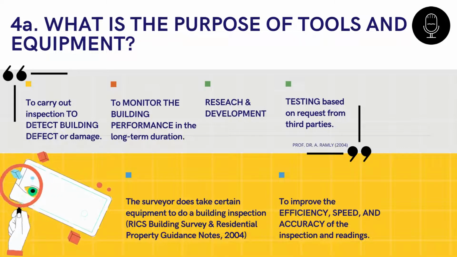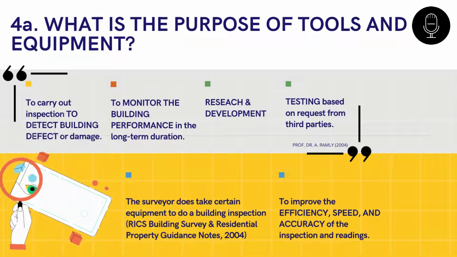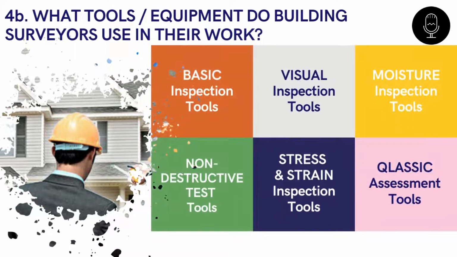The surveyor does take certain equipment to do building inspections, to improve the efficiency, speed and accuracy of the inspections and readings. Building condition assessment involves much more than a visual inspection. A professional building surveyor will always use advanced tools and equipment in their works. Using these helps the professional spot various defects and problems that may not be evident to the naked eye. Most of this equipment is used to improve the efficiency, speed, and accuracy of the inspections and readings.